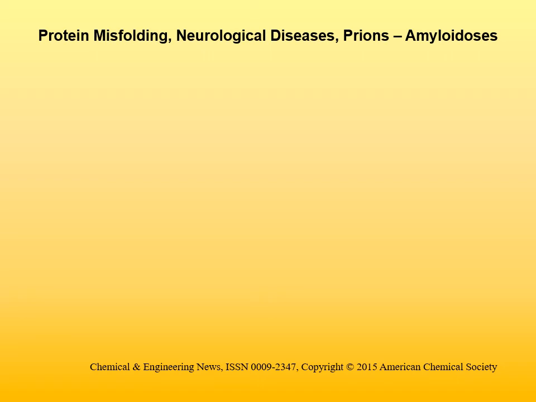Basically, proteins that are normally soluble, which means that they are composed mainly of alpha helices, are converted into insoluble fibrils, and those insoluble fibrils are composed mainly of beta-pleated sheets. So those are called amyloid fibrils or amyloid plaques, and hence the name amyloidosis for these diseases.